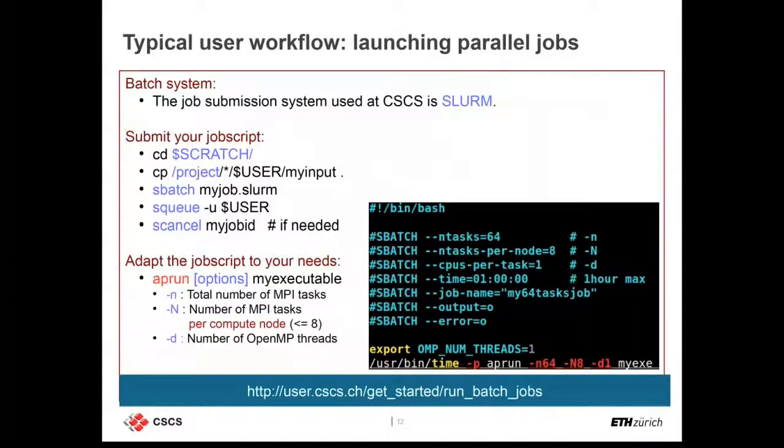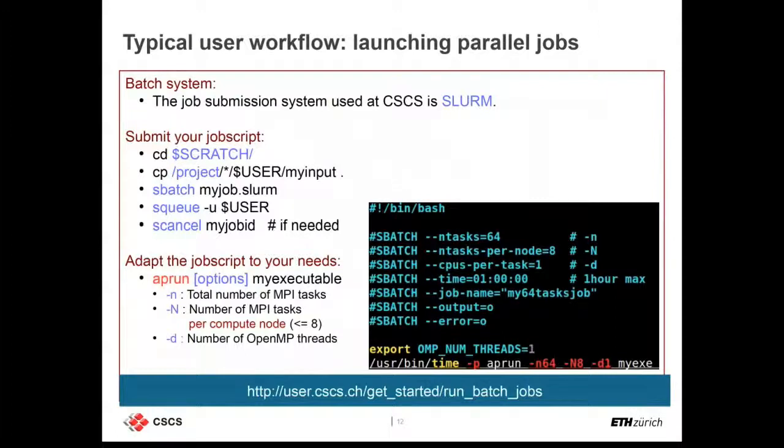In a typical user workflow, you will have to launch a parallel job, and because our system is shared with many users running many different jobs at the same time, we must use a job scheduler. The scheduler used at CSCS is Slurm. If you want to run a job, you must write a Slurm script and submit the script using the sbatch Slurm command. So a typical job script looks like this.